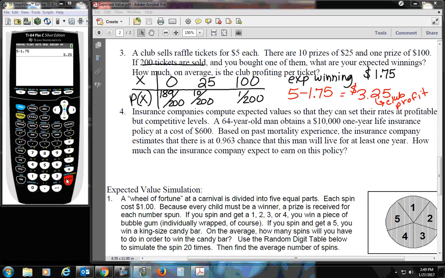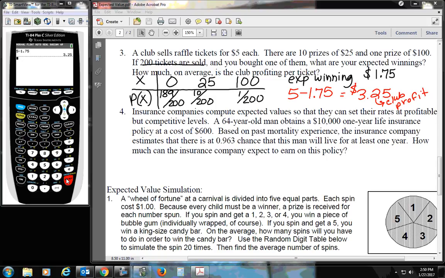Insurance companies compute expected value so that they can set their rates at profitable but competitive levels. A 64-year-old man obtains a $10,000 one-year life insurance policy at a cost of $600. Based on past mortality experience, the insurance company estimates that there is a 0.963, so that's a 96.3% chance that this man will live for at least 1 year. How much can the insurance company expect to earn on his policy? So they're either going to have to pay this man, or they're going to get to keep all their money.